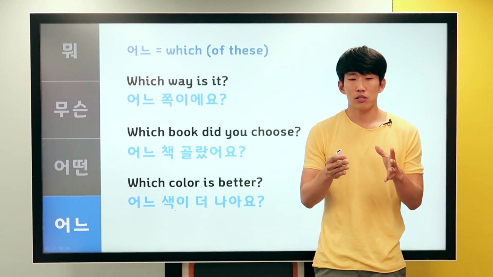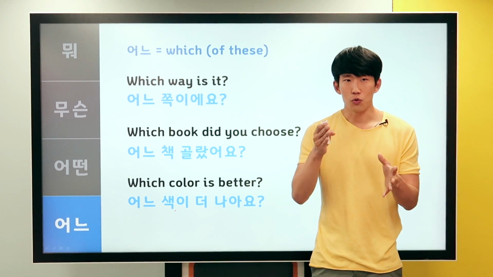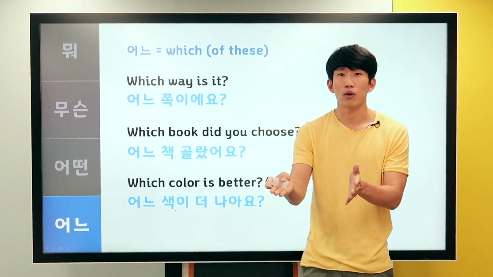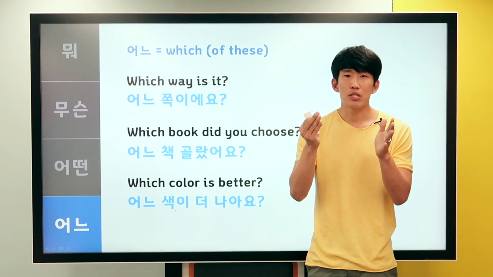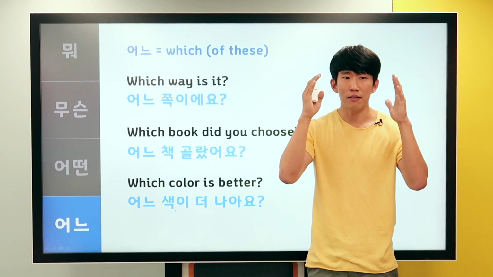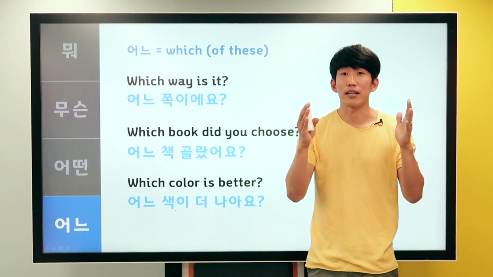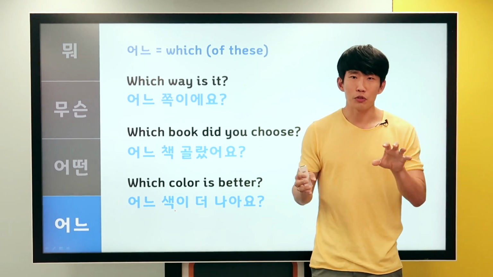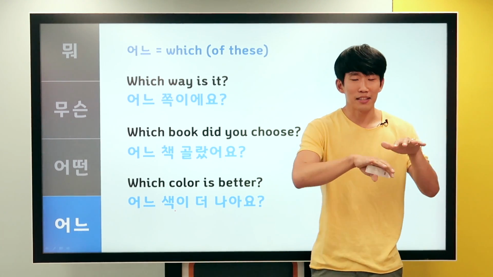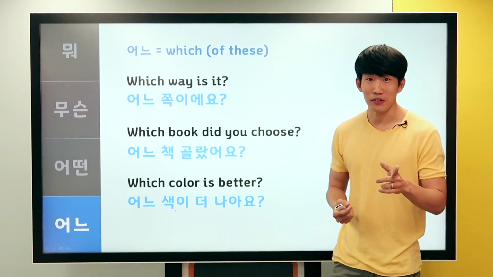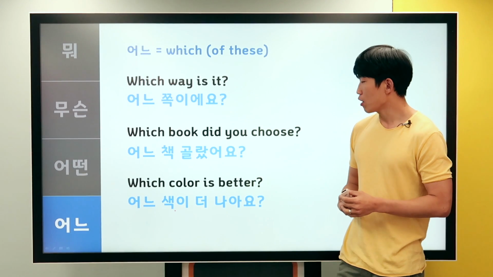This kind of question is possible when you know what the options were, roughly. 어느 책 골랐어요? When you didn't even go to the bookstore with the listener, when you didn't even have any rough ideas about the book selection, you cannot say this. You must have had a look at some of the choices. 어느 책 골랐어요? Okay?